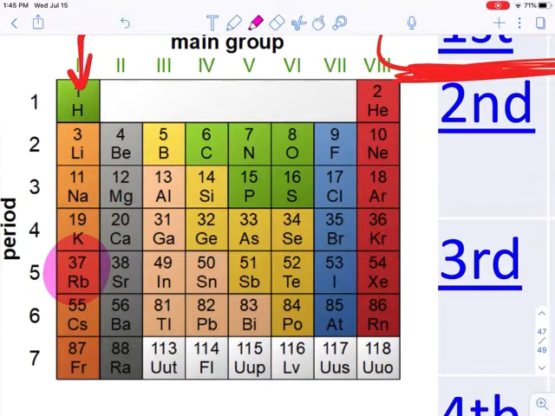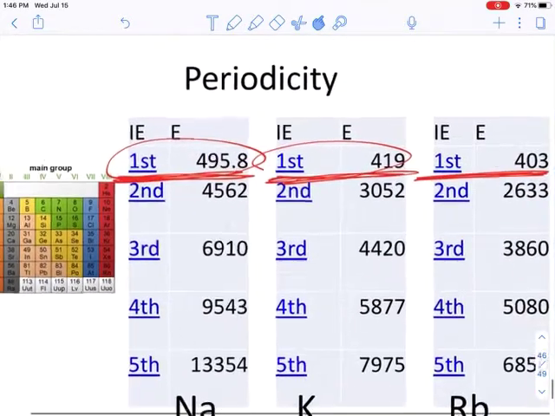Rubidium is the same way. If I try to take rubidium here, no problem. But if I take it, then I'm going to have to take more energy to take the next one because they are closer in to the next shell.